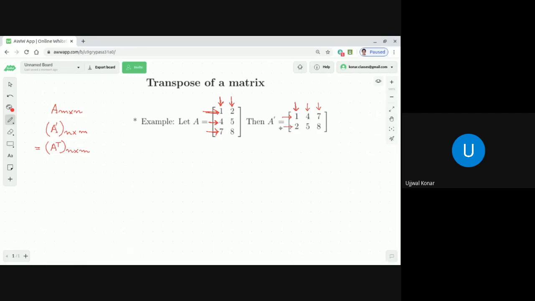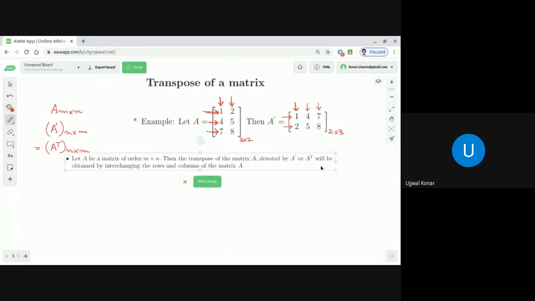So in the matrix A, we see that there are 3 rows and 2 columns, 3 by 2. Then in the transpose matrix, we see it has 2 rows and 3 columns, 2 by 3. So now let's come to the formal definition of the transpose of a matrix. Let me show you the formal definition, and then we will look into some of the properties of the transpose of a matrix.